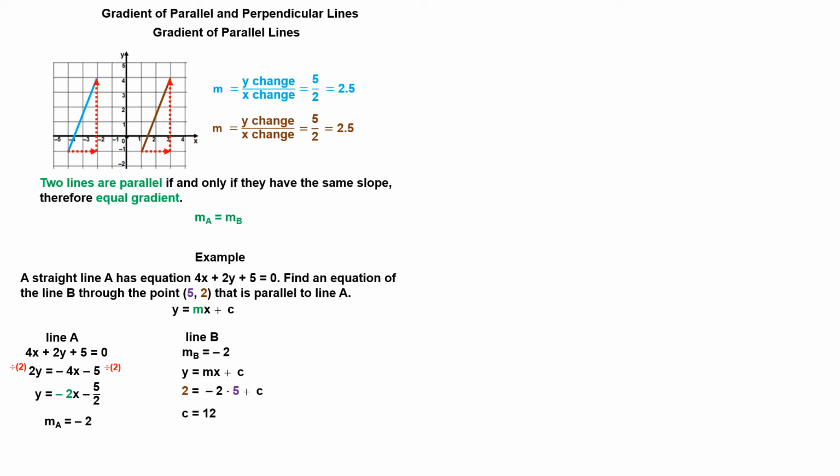To get the equation of line B, we write the equation in the slope-intercept form again. Now we replace m by minus 2 and c by 12. This is the equation of the required line.